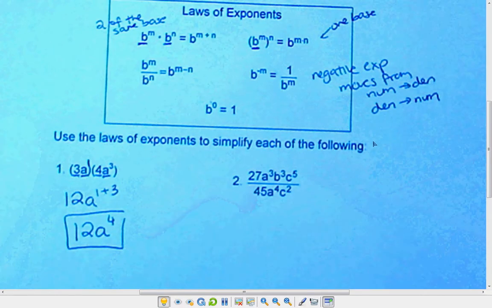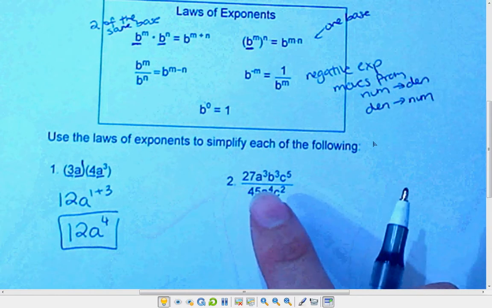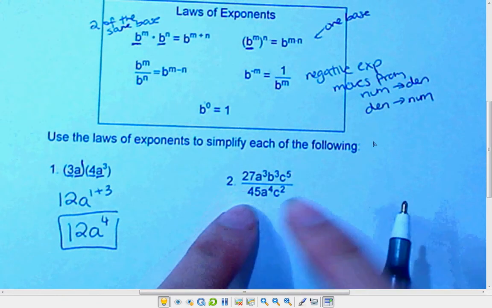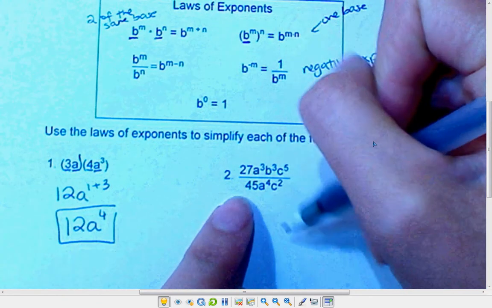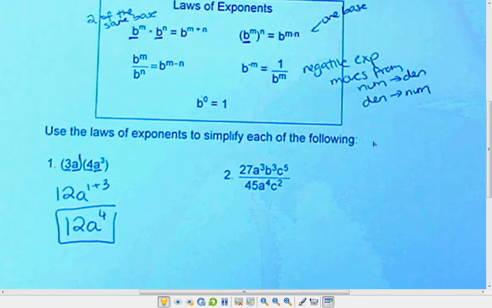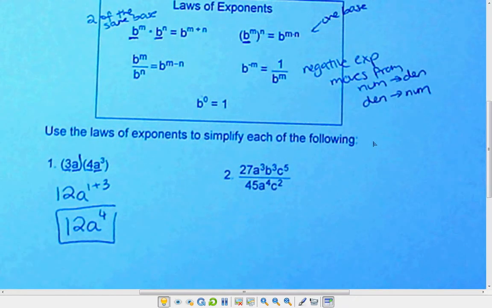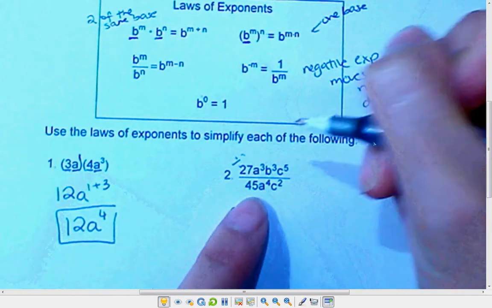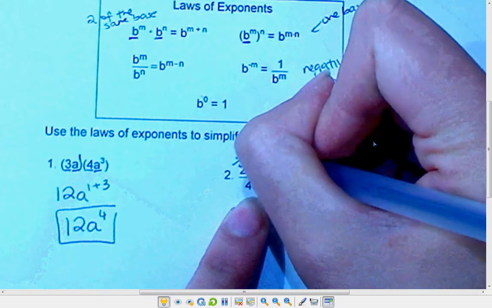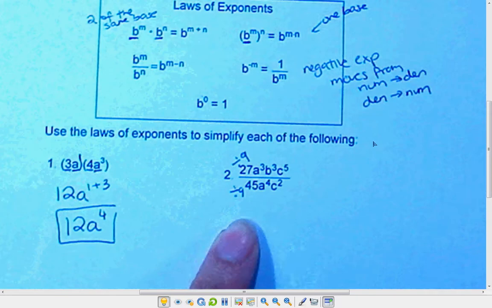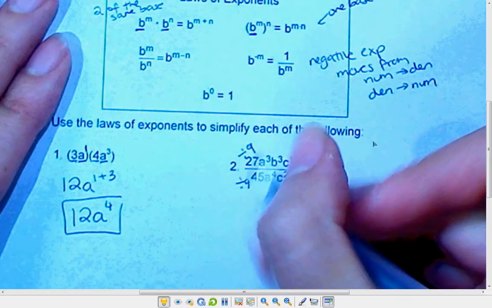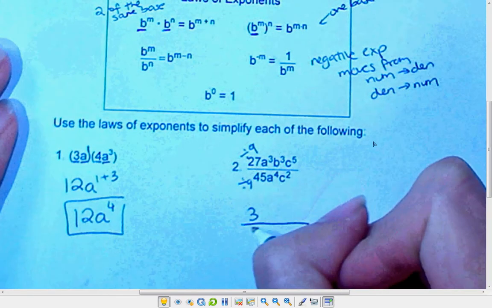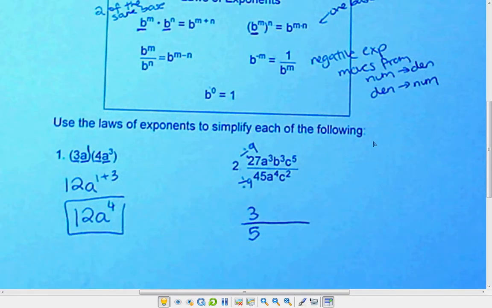For number 2, we're going to start off with the same thing. So let's first simplify our big number. So this is like any other fraction, 27 over 45. We want to simplify by seeing if there's something we could divide out of both of them. So we're going to start off by dividing, let's see, 27 and 45 are both divisible by 9. So I can divide them both by 9. 27 divided by 9 gives me 3. 45 divided by 9 gives me 5. So I just simplified my fraction.